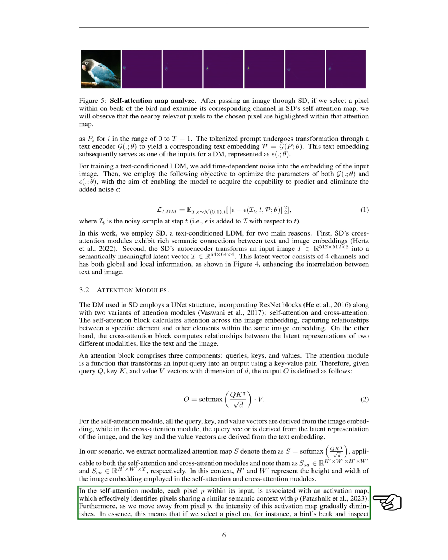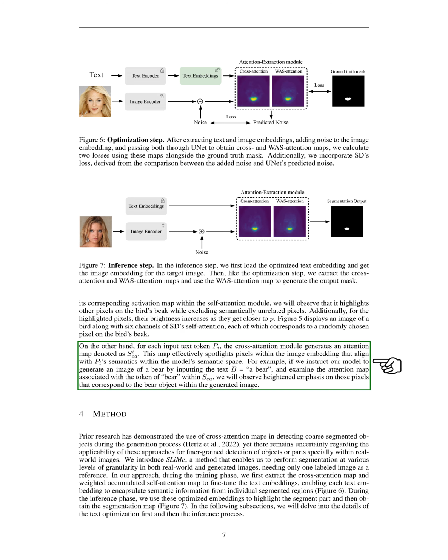In the cross-attention module, each input text token generates an attention map that highlights pixels in the image embedding that align with the token semantics. For example, if we ask the model to generate an image of a bear and look at the attention map associated with the token bear, we'll see that the pixels corresponding to the bear in the generated image are emphasized.